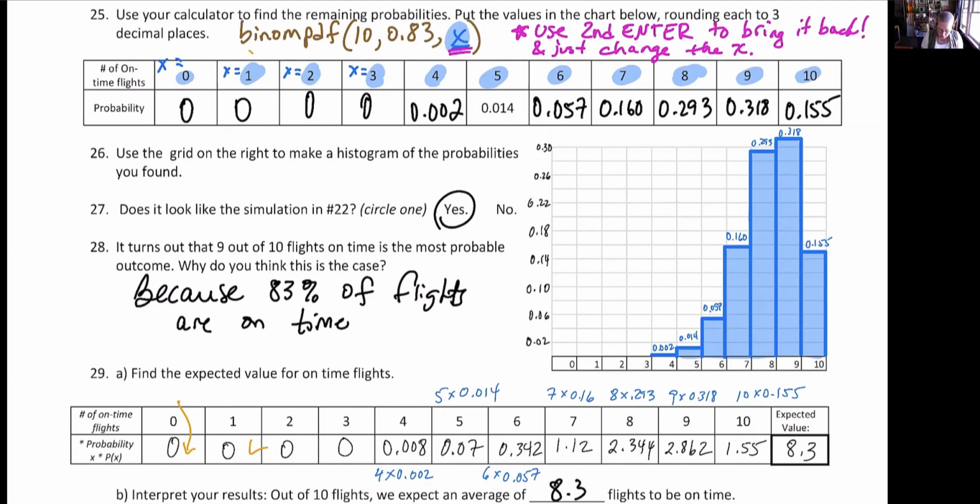The great thing about having these graphing calculators is you can actually put this product all in your calculator as one long string. Now these first four, we know all of those are going to add up to 0 because 0 times any number is always 0. But you could do 4 times 0.02 plus 5 times 0.014 plus 6 times 0.057 plus 7 times this, plus that, and press enter, and what you'll get out is 8.3. And now if you make one little mistake, you can bring it back using second enter and fix your little mistake by just typing over it or inserting a number.